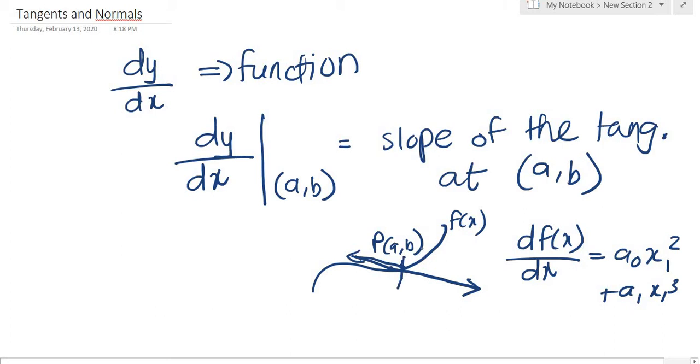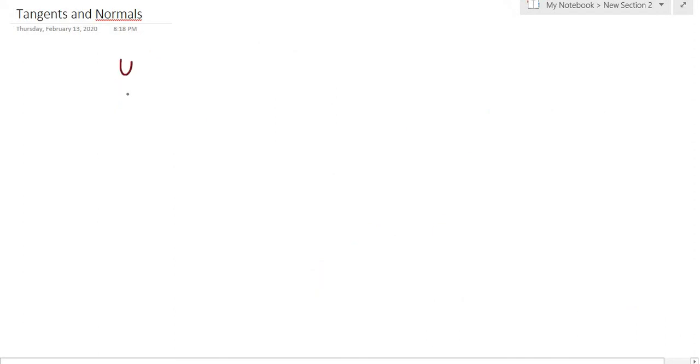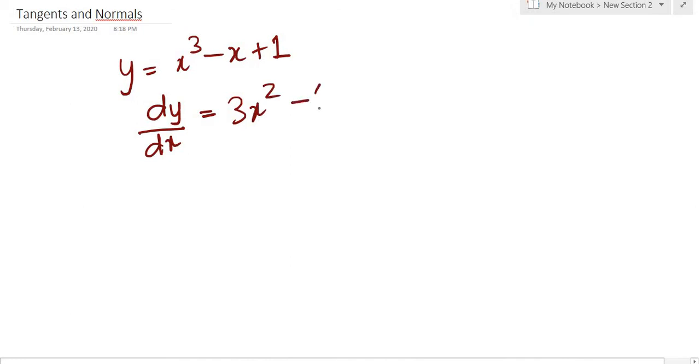Let me give you a more concrete example. Say you have the function y is equal to x cube minus x plus 1. Just an example. So when you differentiate this with respect to x, you get 3x squared minus 1, using the rules that I talked about in the last derivative video.